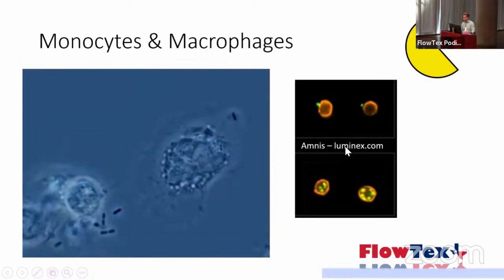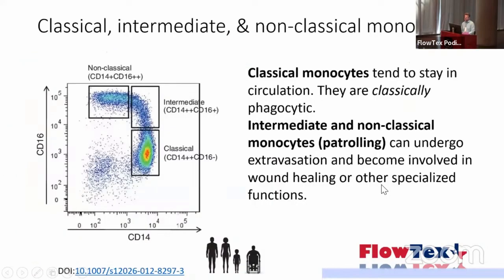Shown on the right is an imaging flow cytometry example. So above we have our green bacteria and our orange macrophage. And in this case, the bug is stuck on the surface. And then after some activation step or time, probably temperature, we can see that those bacteria have been engulfed by those macrophages and now they're inside.